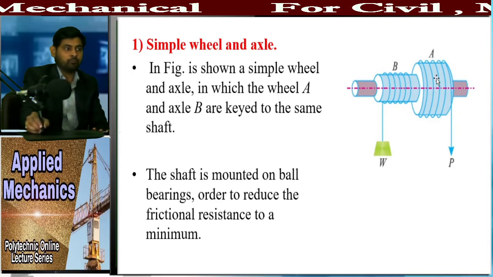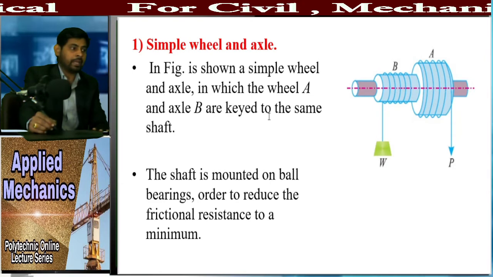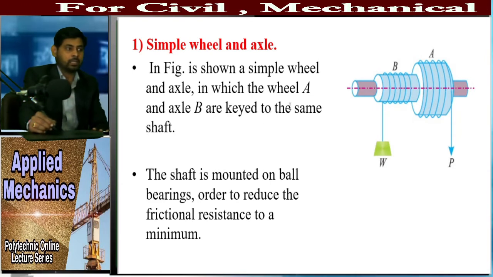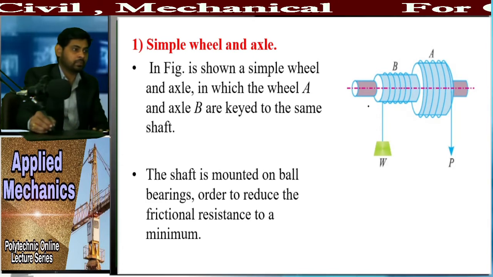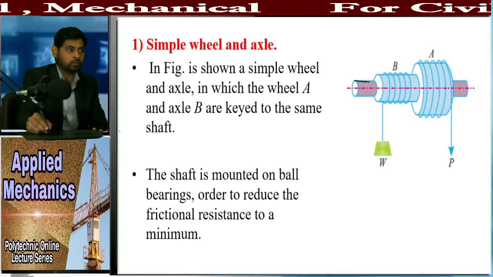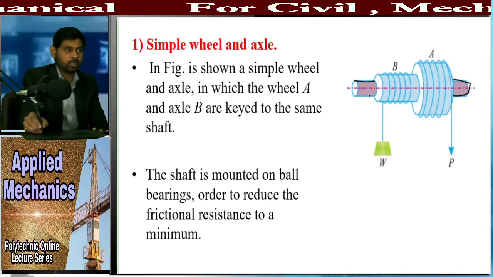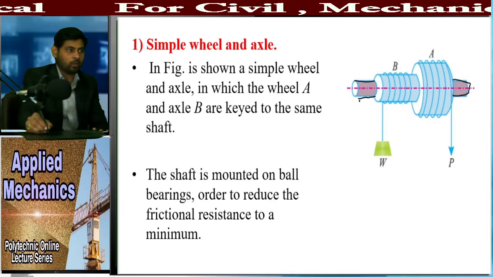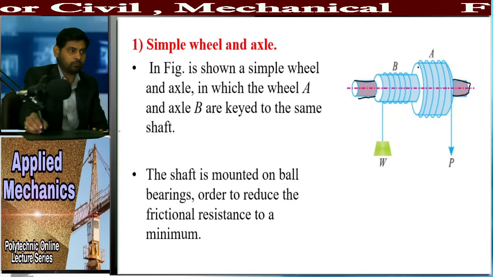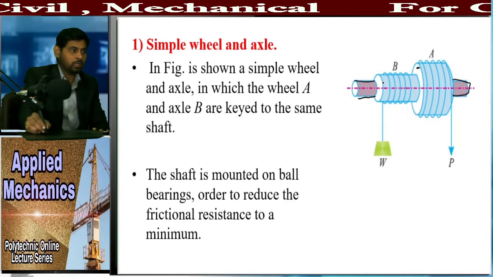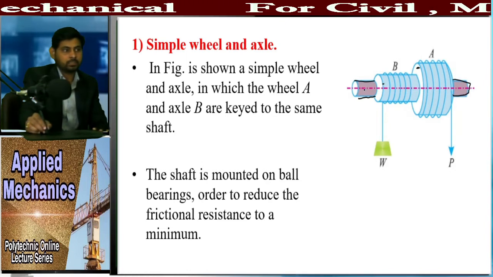Here, wheel is given and axle is also given, in which the wheel A and axle B are kept on the same shaft. Means we have one shaft here. This is our shaft, up to here. On this shaft, we have a wheel A. This is your wheel A, and this is your axle B. So both are kept on the one shaft.